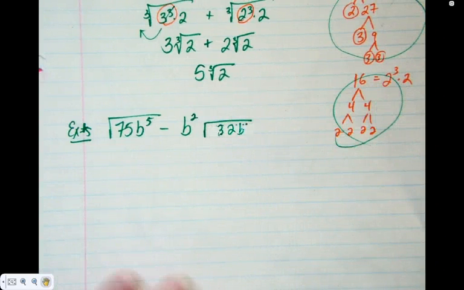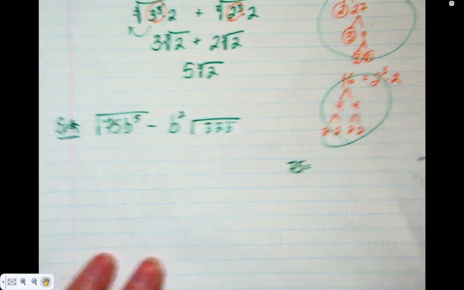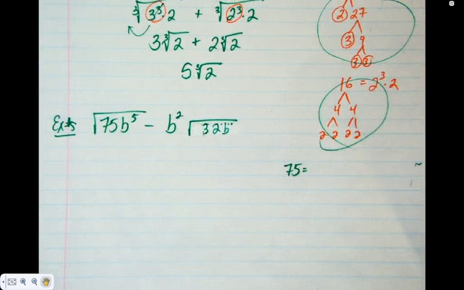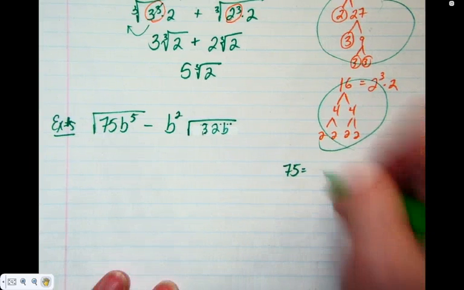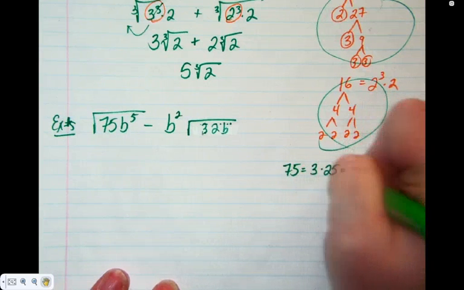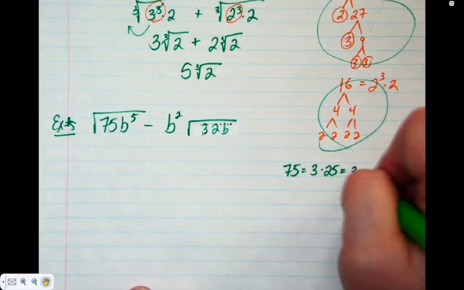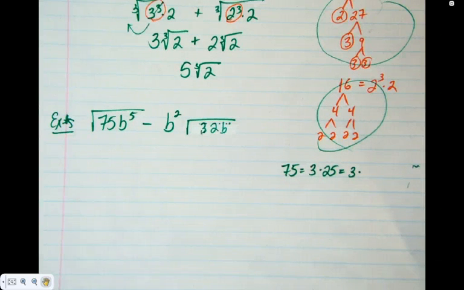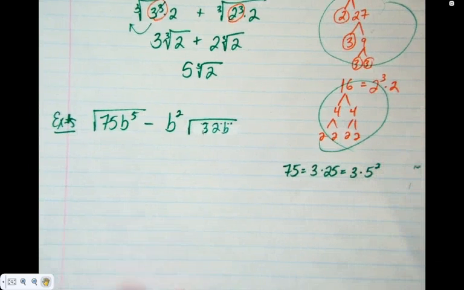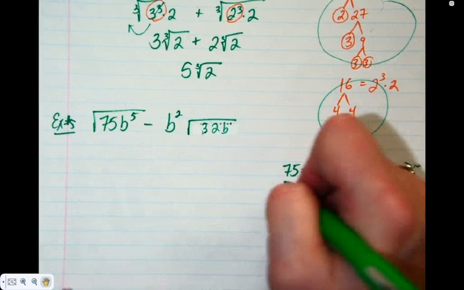Okay, 75. Can I jump right to 5 squared? We're okay with that? Notice I didn't do it as a tree this time. Do it whatever way you want. Just make sure you can get those factors. Let's do 32 while we're at it.